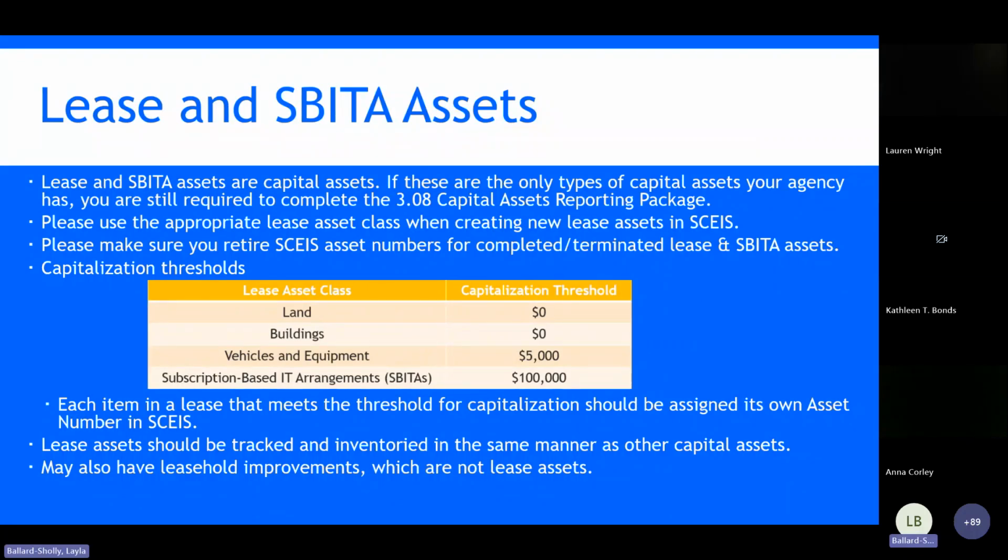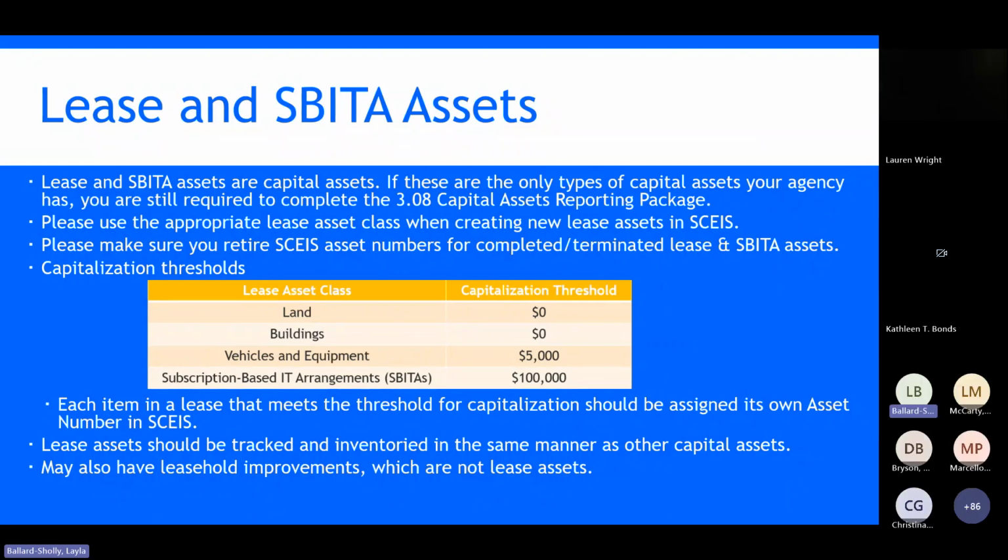The capitalization thresholds for these are a little different than the normal capital assets because land, I think, you capitalize no matter what in either case, but buildings, just for lease assets, you capitalize those no matter what. It's not $100,000 like the other normal non-lease capital asset. Vehicles and equipment are still $5,000. But I just want to make sure that everyone understands that's per item. So if you have a lease for 150 copiers, you have to determine the capitalization per copier, not per lease.